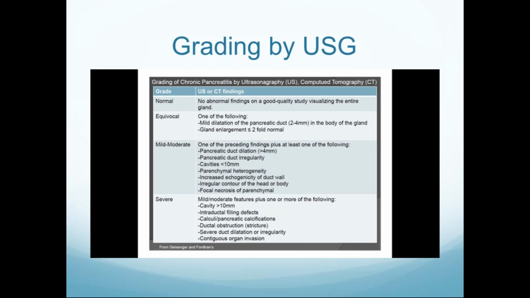Okay, this is the grading of the ultrasonography, but you can just remember that it is graded into normal, equivocal, mild, moderate, and severe types. In equivocal, the gland enlargement will be less than 2, and in mild, there is dilatation of the pancreatic duct, that is 2 to 4 mm. In moderate, the pancreatic duct dilatation is greater than 4 mm, and in severe, greater than 10 mm. Okay.